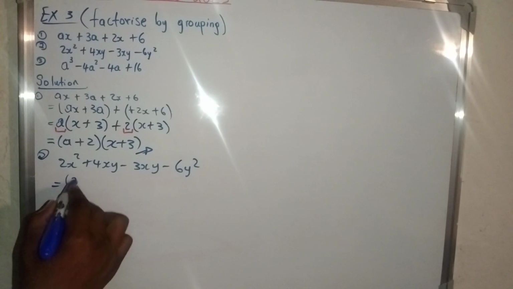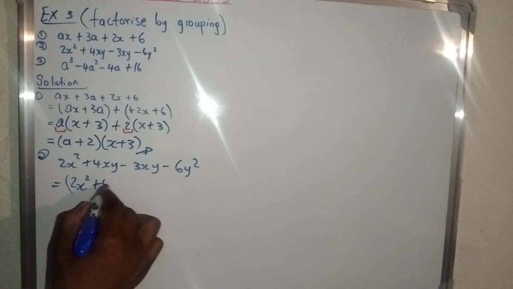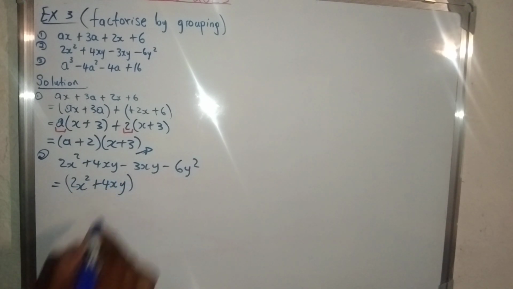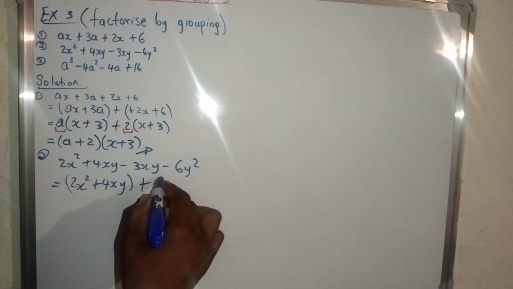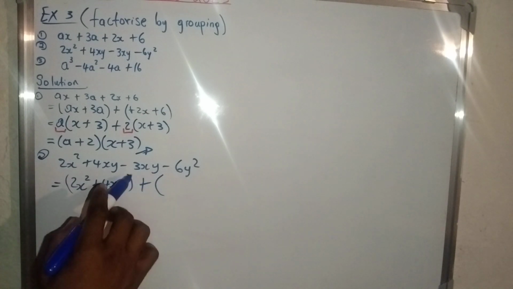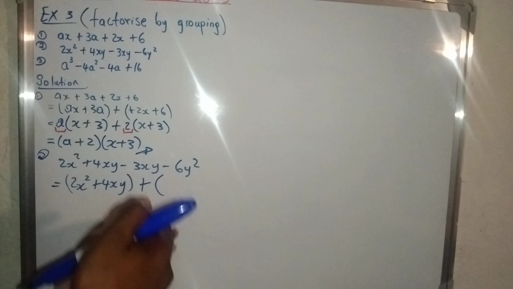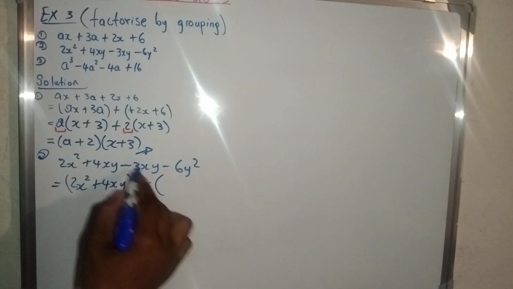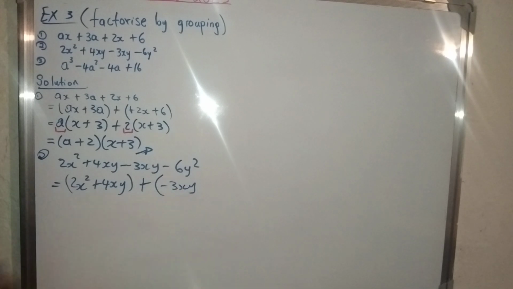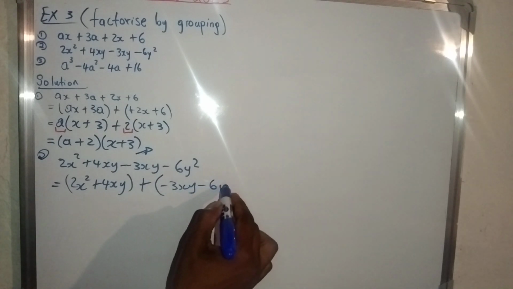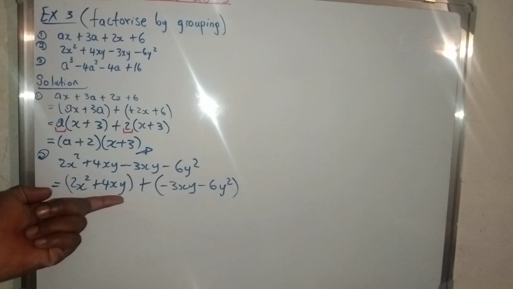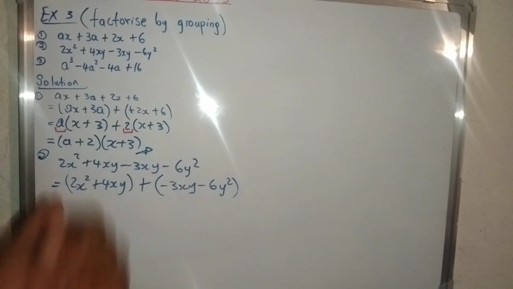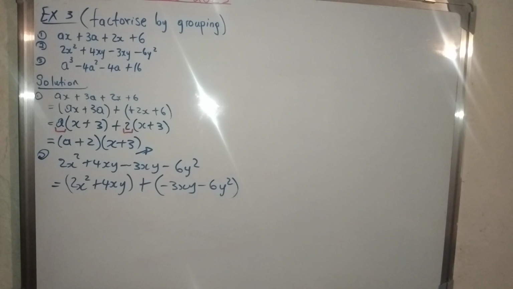So it's going to be 2x squared plus 4xy, we close bracket. Remember I said right in the middle you must always write a plus sign, and then you open the last bracket, and then you write these two terms with their signs. So there is minus 3xy minus 6y squared. Simple as that. And then from there, you check what is common in the first bracket and also what is common in the second bracket, the last one.